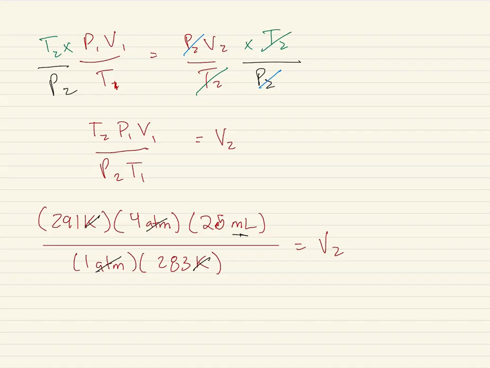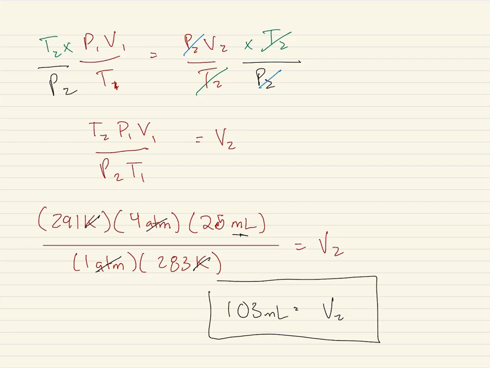Okay, so I have 291 times 4 times 25 divided by 1 divided by 283. And I get that my final volume is 103 milliliters. Right, so these problems are identical to the ones we've done before. It's just more variables, right? So we just added a little bit more variables to the system.